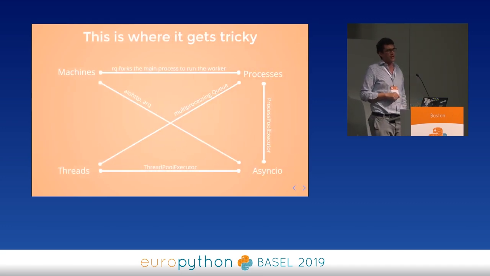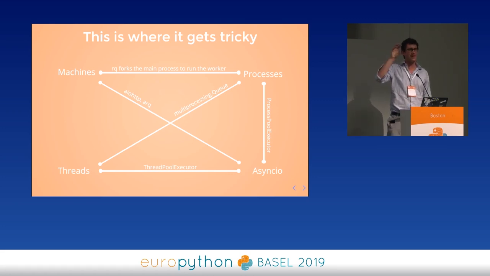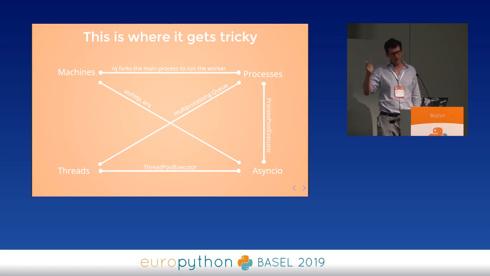The point where it gets really tricky is where all of these four levels of parallelism interlink with each other. So machines: the RQ example I showed you, RQ actually does forking in the background to run its worker. The multiprocessing joinable queue that I showed you is in fact using a thread in the background to put things into the queue. Async.io has thread pool executor and process pool executor that I'll show you in a minute. Machines, when they're communicating with each other because it's networking, you then want to go into the async.io world, and ARQ and AIOHTTP do that. But all of these things interact, and so it can get a bit confusing where we are.